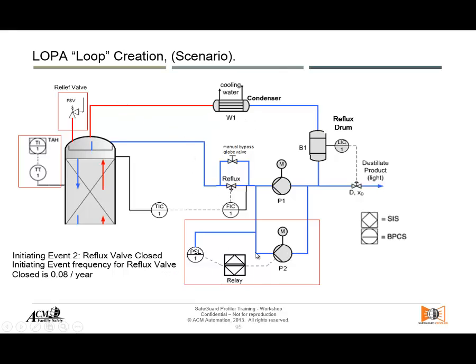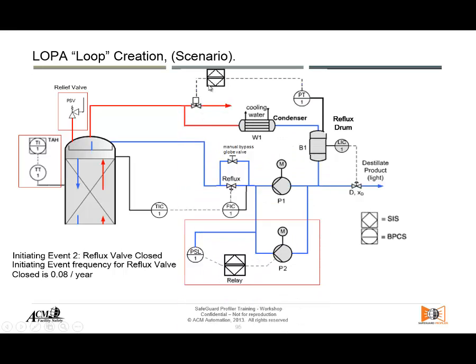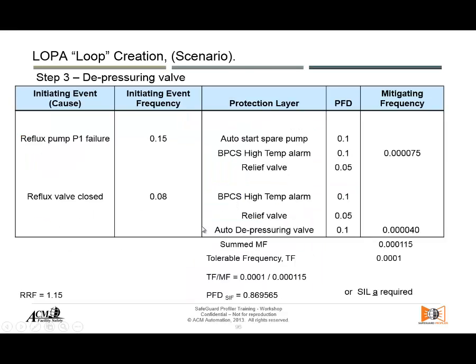Now we have the reflux pump, and we have the depressurizing valve. I think that we didn't talk about that one yet. I guess this company wants to drive the risk all the way down, with no risk left over, not even that residual risk. So we have the auto depressurizing valve, and it is added. We can add the auto depressurizing valve, and we drove the risk all the way to 1.15.